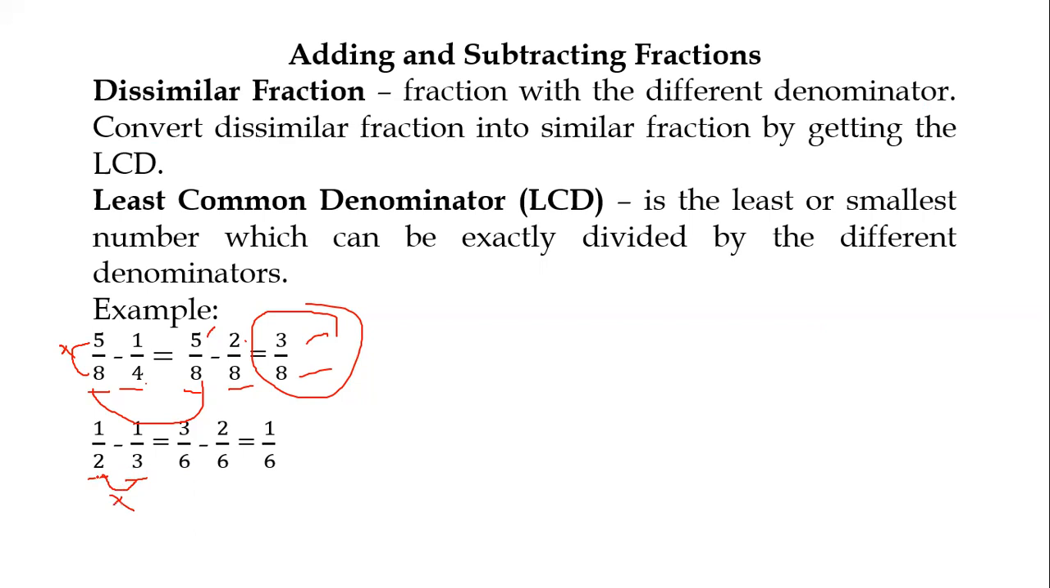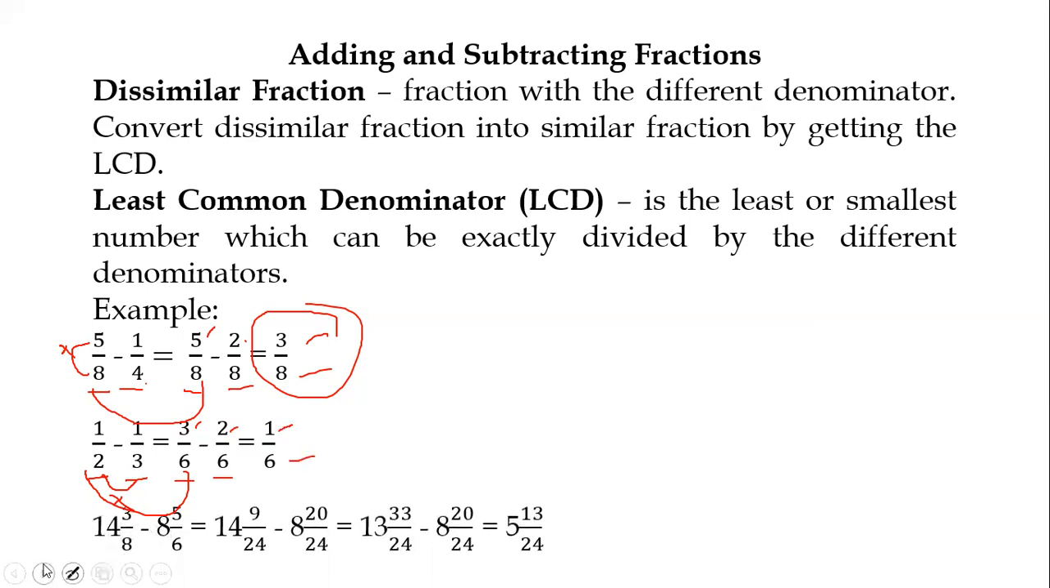No? 6 divide 2, pwede, no? 6 divide 3, pwede rin. So it means the LCD for this problem is 6. Okay, 6 divide 2, that is 3 times 1, that's 3. 6 divide 3, that's 2 times 1, that's 2. No? So 3 minus 2 is 1, and then copy the denominator.